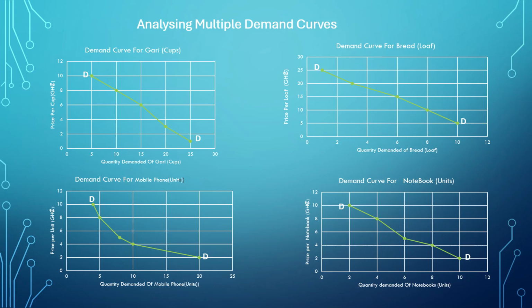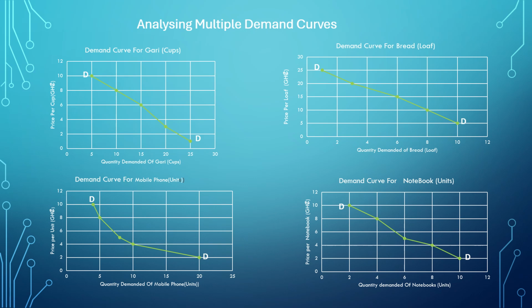Now I want us to analyze multiple demand curves. Look at the demand curve for gari, the demand curve for bread, the demand curve for mobile phones, and the demand curve for notebooks. This is a gallery walk of applications. We have multiple demand curves. So now we are going to do a collaborative activity, a gallery walk, where we look at multiple examples and identify patterns.